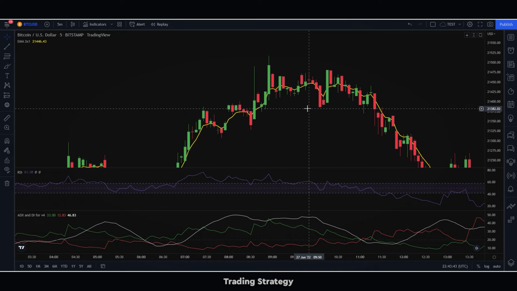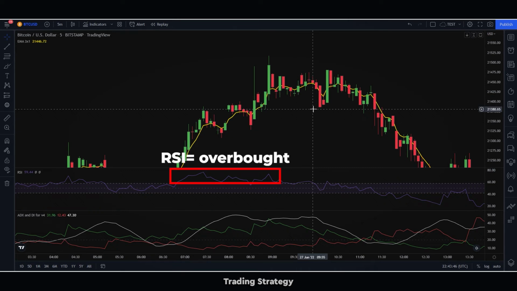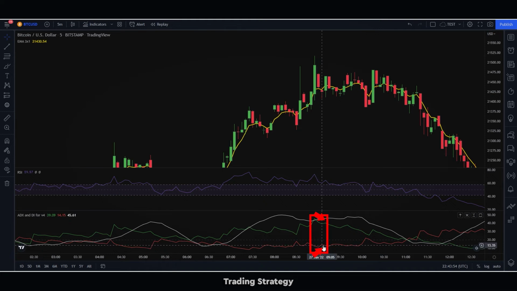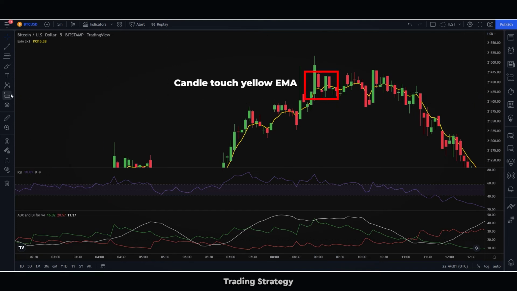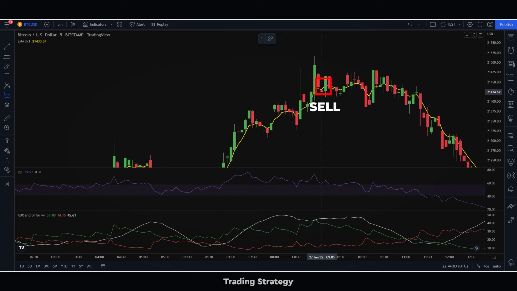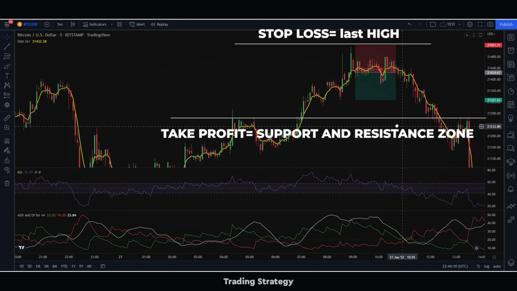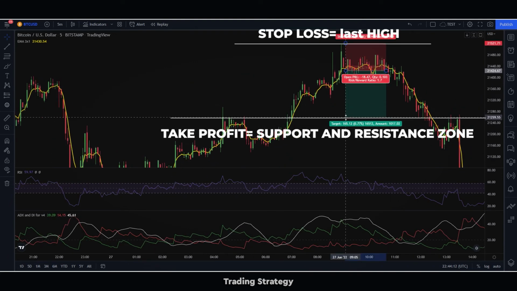In case of wanting to carry out a sell operation, we will have to wait for the RSI to be in the overbought zone, and for the red line of the ADX indicator to have a positive slope. If the green line at this moment has a negative slope, the signal will be more trustworthy. If this is true, we will see that the candle touches the EMA in yellow. If this is also true, we will carry out the sell operation. We will place our stop loss at the last maximum, and our take profit at the support and resistance zones with a minimum risk-benefit ratio of 1.5 to 1.